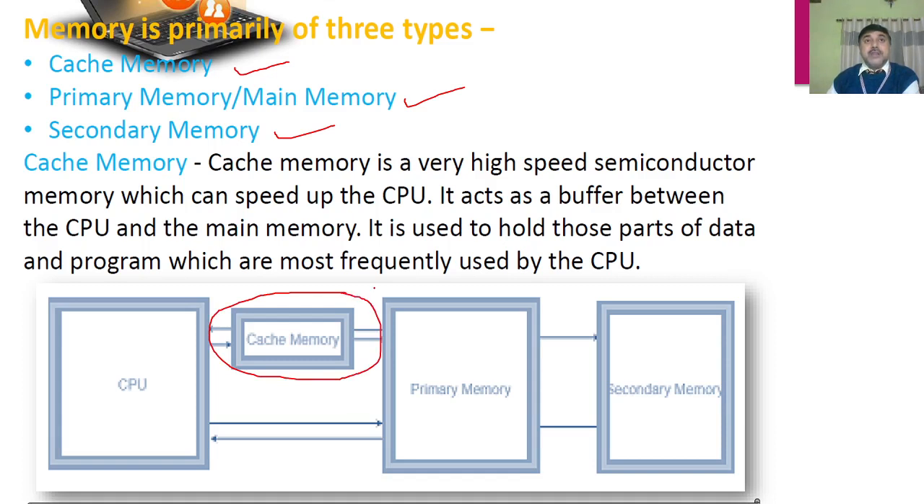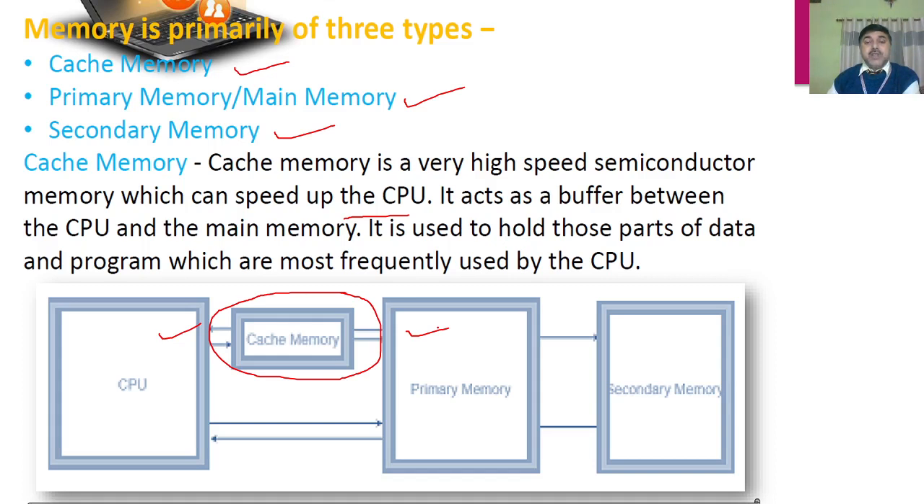So this particular cache memory, what you find is that it is a very high speed semiconductor memory. This high speed semiconductor memory can speed up your CPU. Now, when this high speed memory conducts with the CPU, there are different types of effects. It acts as a buffer between the CPU and the primary memory.